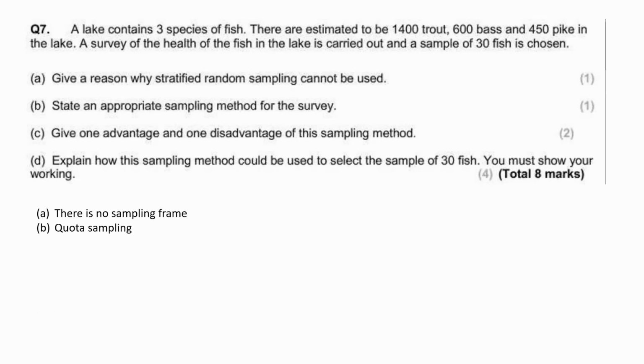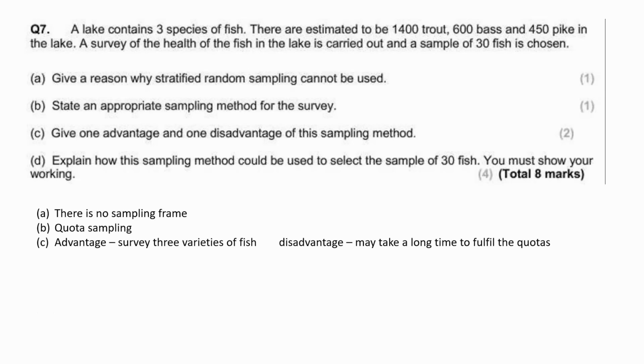So part B, which method are we going to use? Well, quota sampling. If there's no sampling frame, we have to go to non-random sampling. And quota is very similar to stratified in the way that we can have groups. So that's the one we're going to want. An advantage is we're going to get all 3 varieties of fish. We're definitely going to get that.